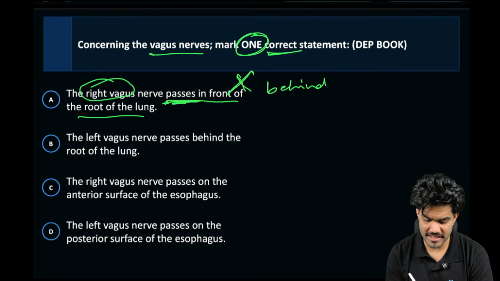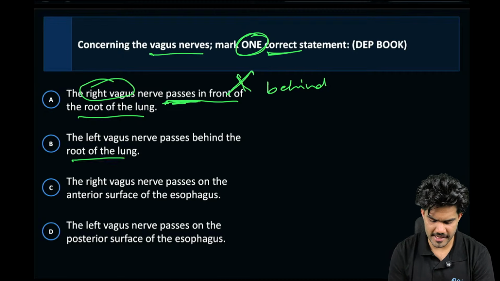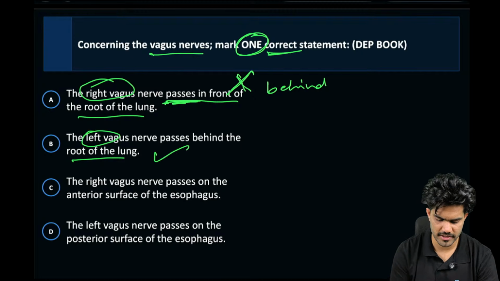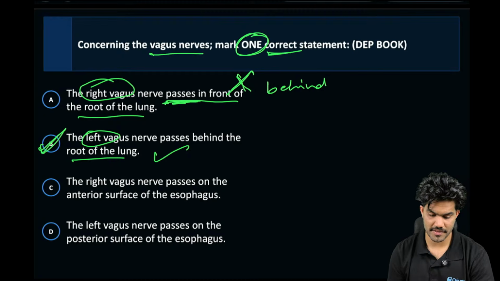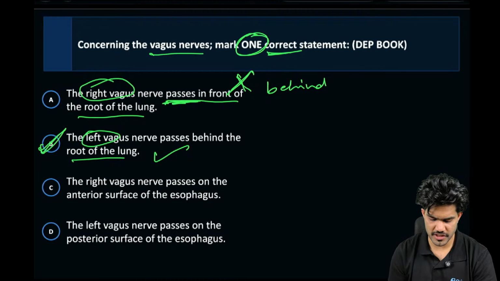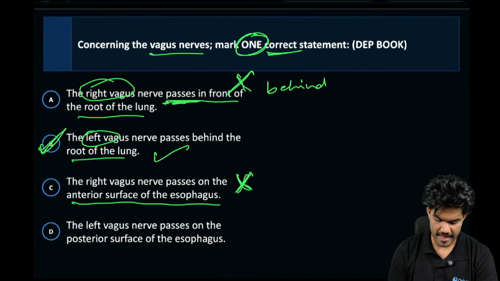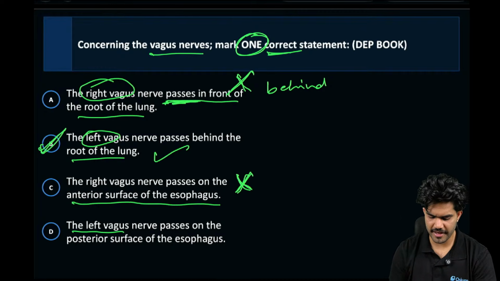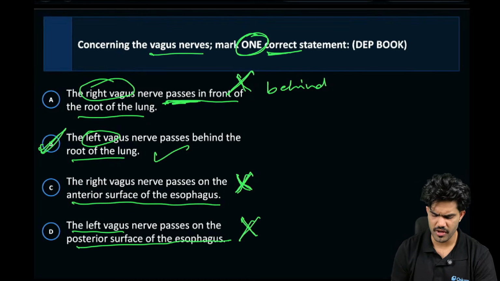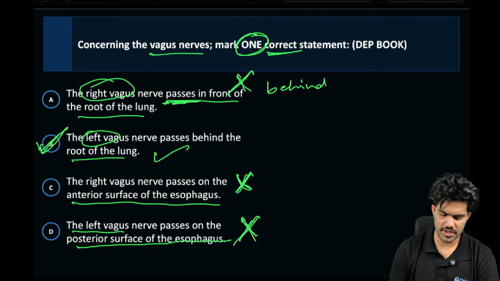The left vagus nerve passes behind the root of the lung. This is the true statement. The right vagus nerve passes on the anterior surface of the esophagus. Absolutely false. The left vagus nerve passes on the posterior surface of the esophagus. No, this is also wrong. So the right option will be B.